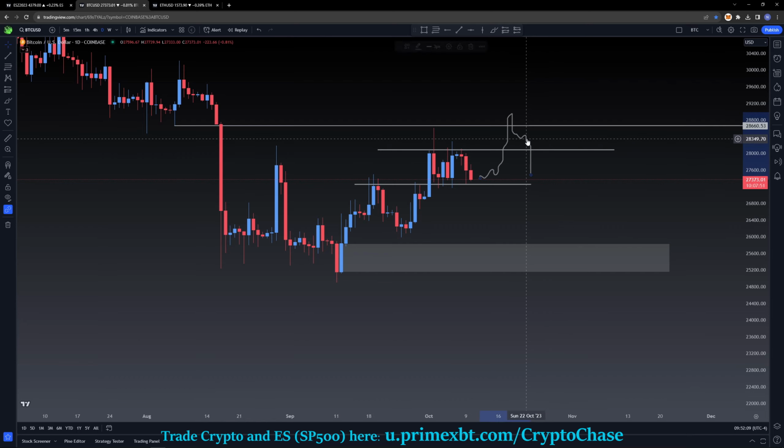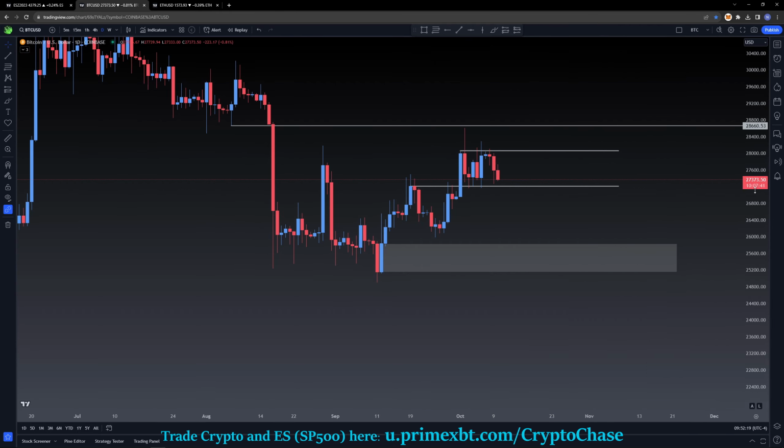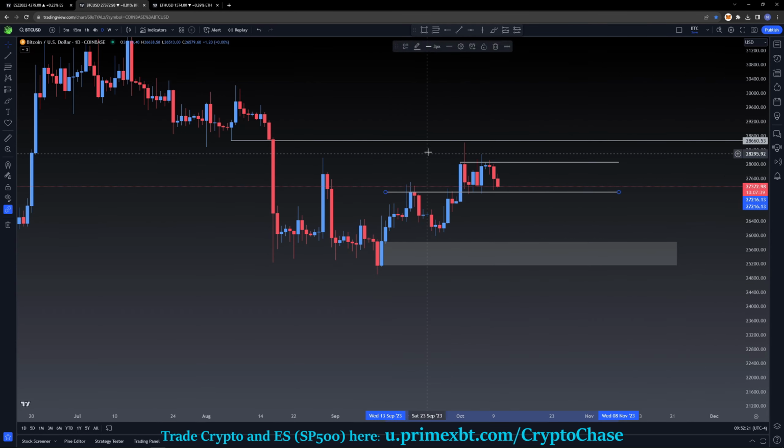Sort of just keep it marked out like that. Say, okay, well, support here, resistance here. That's sort of where we're trapped at the moment, right? Like I've been saying, crypto just keeps getting trapped in between these support and resistances. We're not really seeing any major moves.